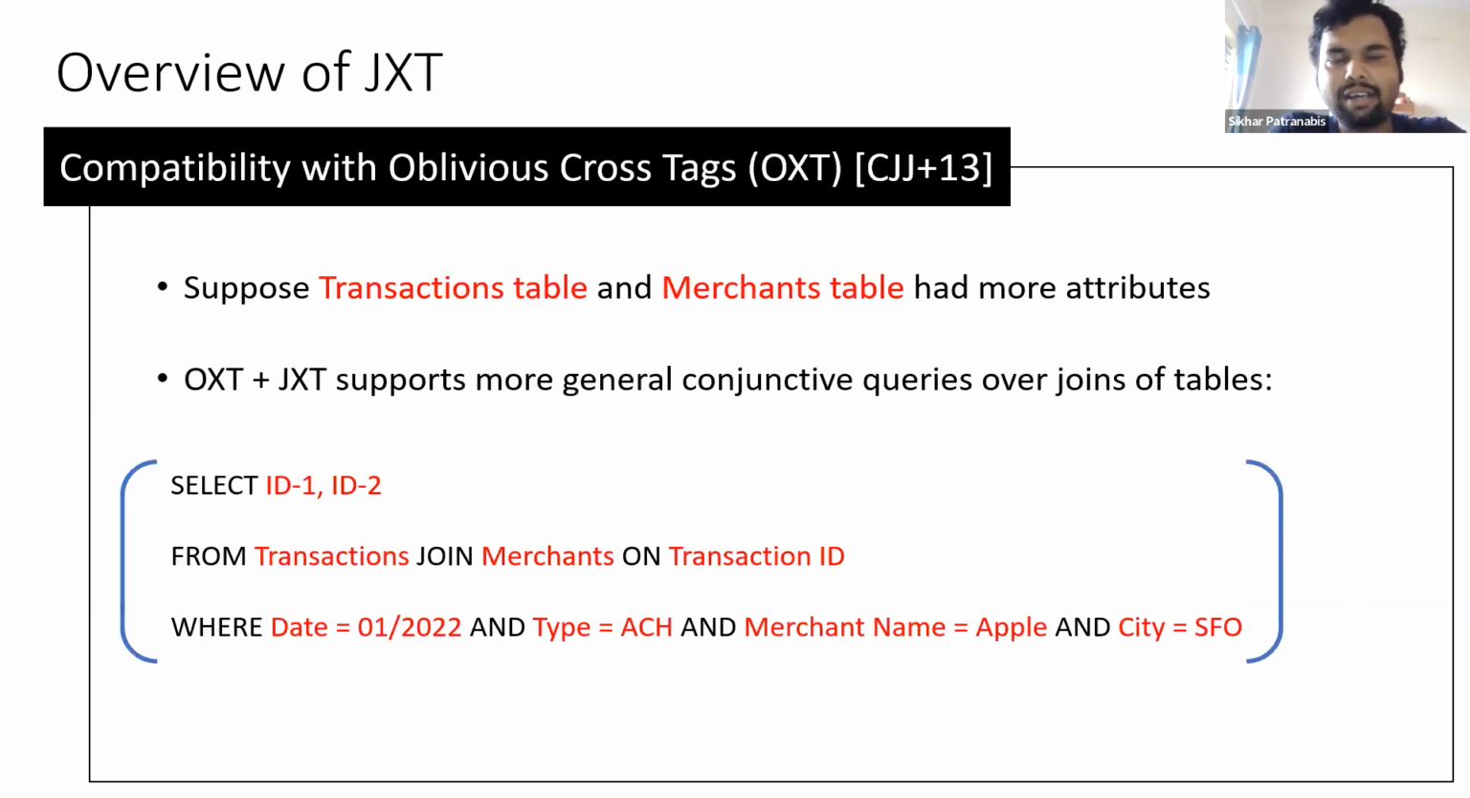Finally, I would like to mention that JXT is compatible with a rich body of work on searchable symmetric encryption that supports a rich class of Boolean queries within tables. For example, one such scheme is oblivious cross-tags or OXT from way back in Crypto 2013. And now you can combine JXT with these schemes to support more general conjunctive queries over joins of tables, right? So, for example, suppose the transactions table and the merchants table had more attributes, then you can now have a richer class of queries that you can support using JXT.